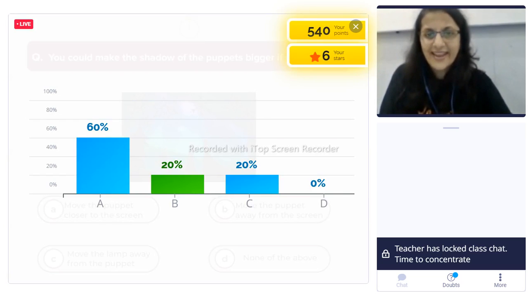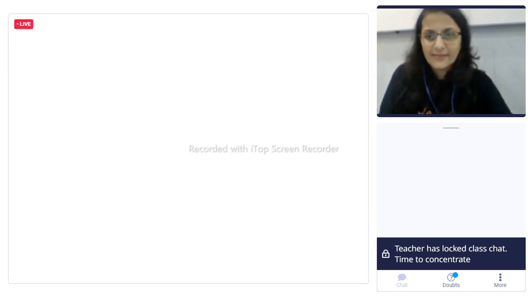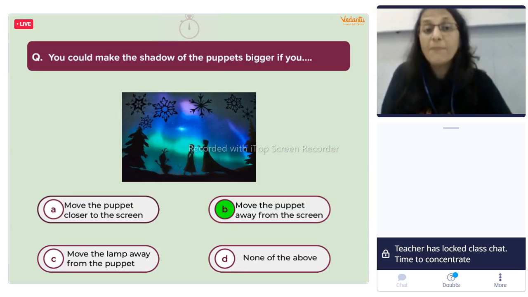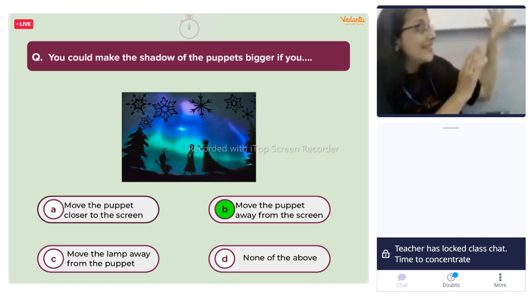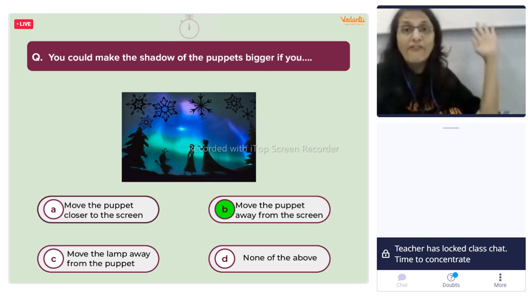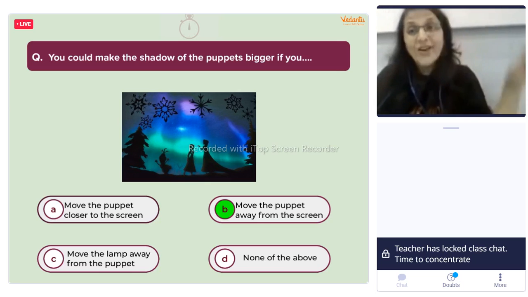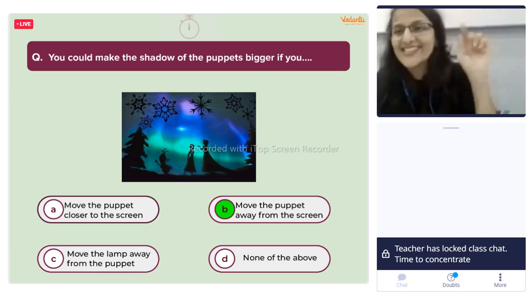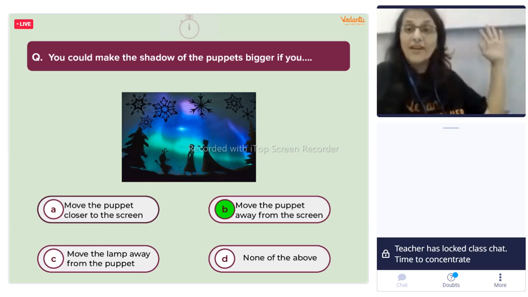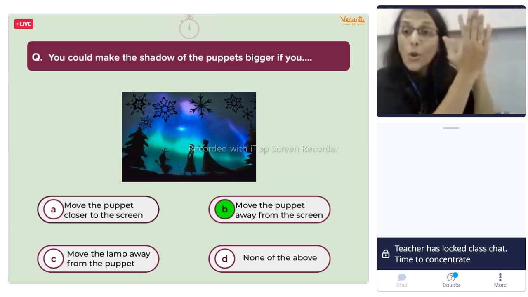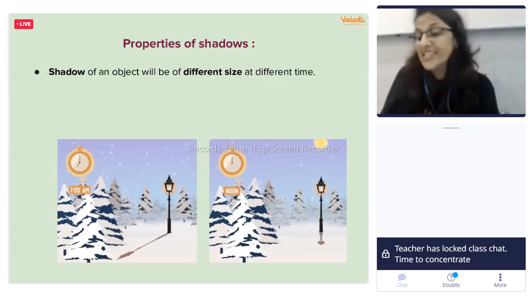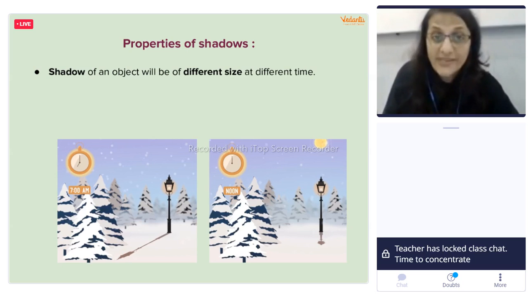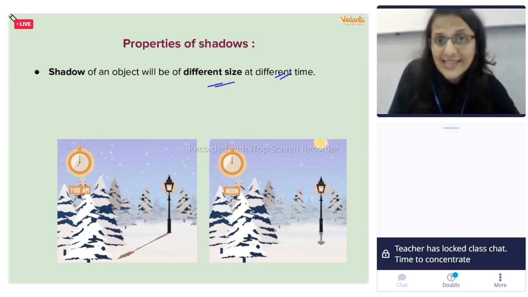Okay, great. Move the puppet away from the screen. Let's consider my hand is the puppet. This is a screen. So you have to move the puppet away from the screen. Then only you are going to get the larger size. So when you are moving the puppet away from the screen, it means it is coming close to the source. Is it clear?